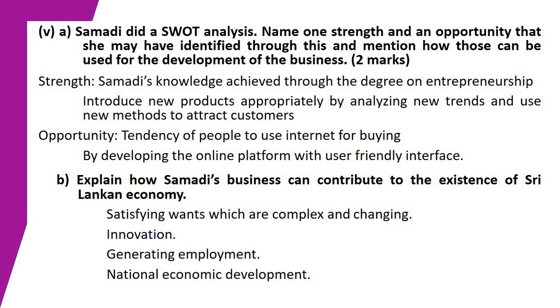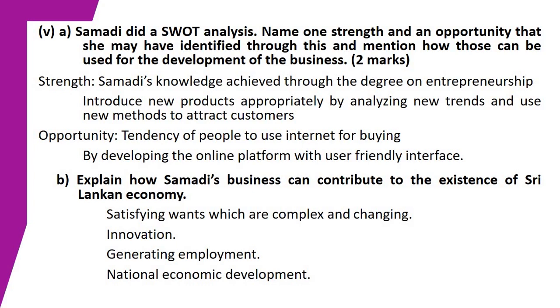So here you are asked about one strength and an opportunity. Strength has been clearly mentioned in the case. One is Samadhi's knowledge achieved through the degree, and the other one is the employee with the diploma in fashion designing. So you can write one of those. I have selected here Samadhi's knowledge achieved through the degree in entrepreneurship. So the owner is the internal factor, and her knowledge of business is a favorable factor. So that becomes a strength.